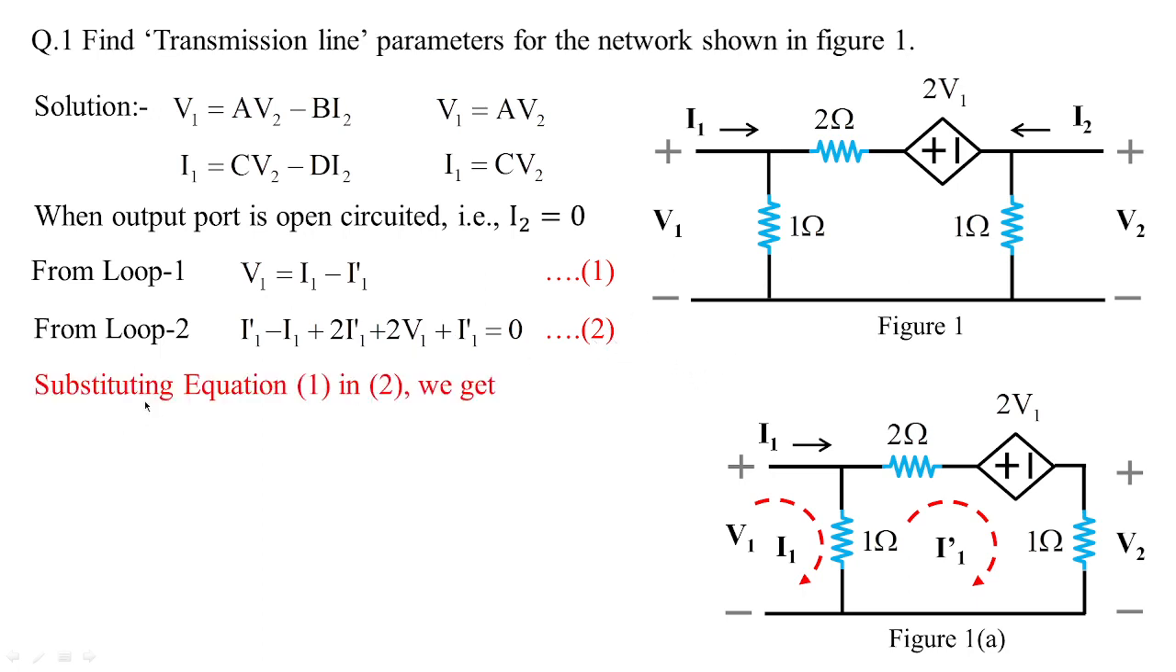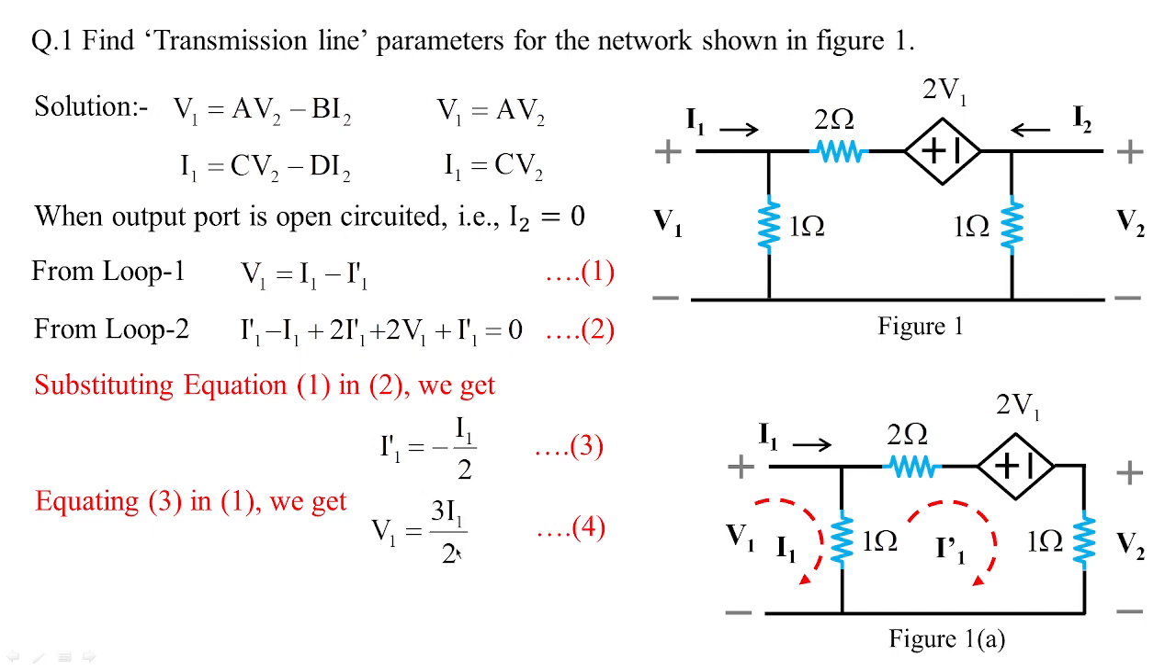Now, let us substitute equation 1 in equation 2. So we'll get I1 dash equivalent to minus I1 by 2. Let me treat this equation as 3. Substituting equation 3 in equation 1 gives the value of V1 in terms of I1, which is nothing but 3 I1 by 2. For convenience, I am treating this equation as 4.